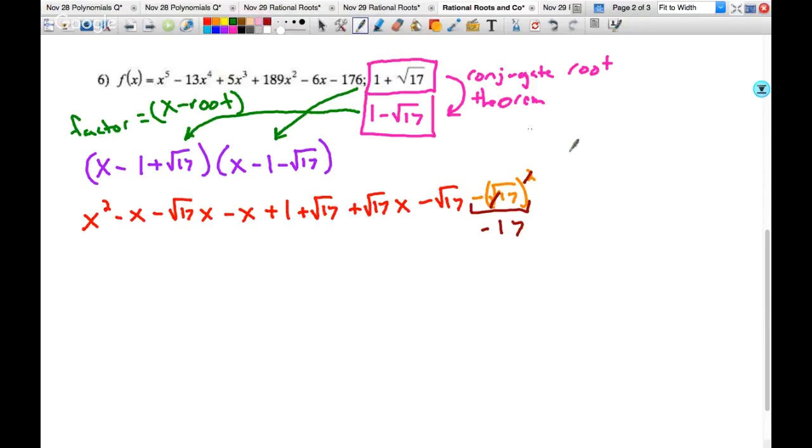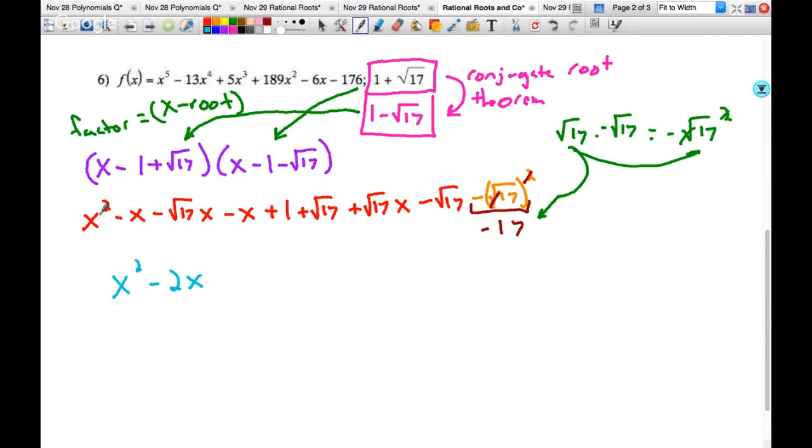Okay, I'm going to write that again, just make it super clear where this 17 came from. Square root of 17 times negative square root of 17 equals negative square root of 17 squared. Those cancel out. That's where it comes from. All right, let's simplify this down. We get x squared minus 2x. Boom. These terms here cancel, these terms here cancel, and 1 minus 17 is going to be a minus 16.